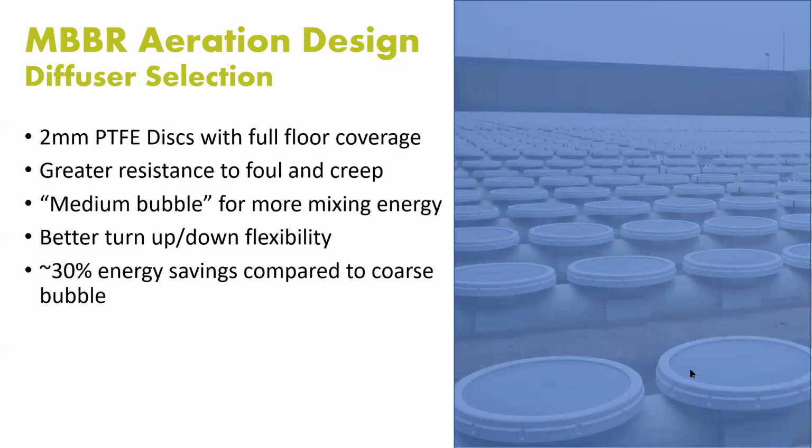We like to use 2 millimeter because they have greater resistance to foul and creep, but also because they're more of a medium bubble, which is better for mixing energy with the MBBR biofilm carriers. They also have really great turn up and turn down flexibility. And with these systems, we see about 30% energy savings compared to using coarse bubble with an MBBR system. So that's why it's really important. Once you switch to fine bubble aeration, you're going to be able to achieve a more efficient system. This is a great benefit to you, to your client, and it has a better, more robust and efficient system over the long term.